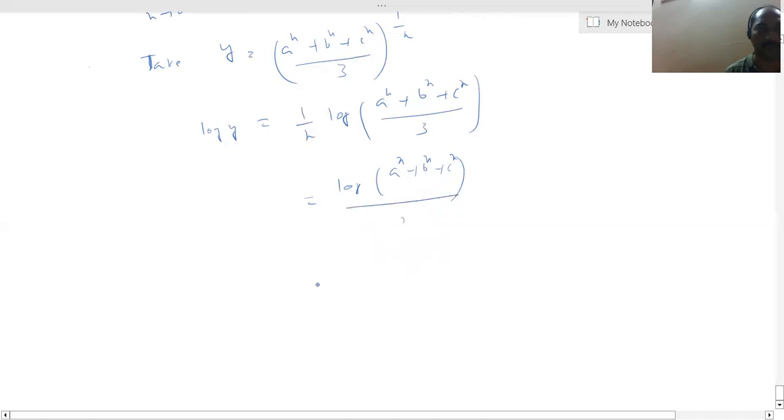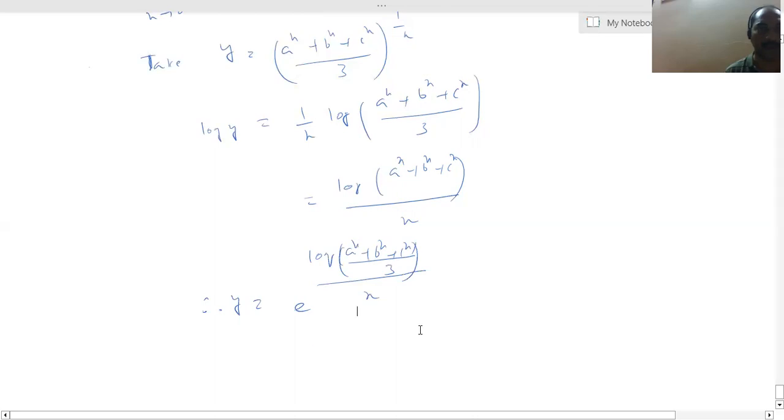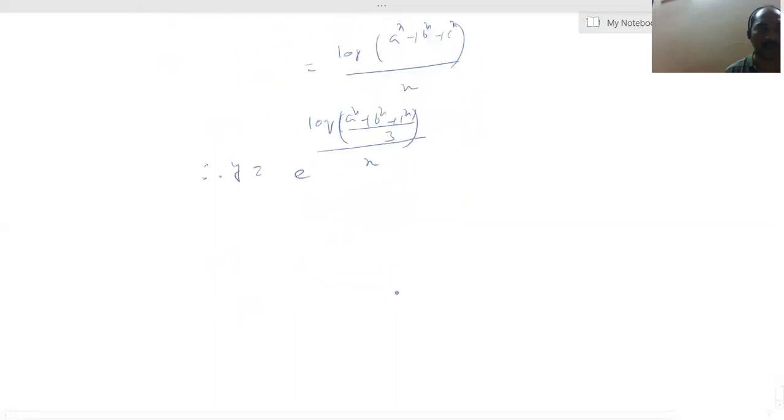by x. Therefore, y equal to e power of log of (a power x plus b power x plus c power x) by 3. This is the numerator. The denominator is x. This is the expression. Now, limit of x tends to 0 of y equals limit of x tends to 0 of (a power x plus b power x plus c power x by 3) whole power 1 by x, because the y value is this one.